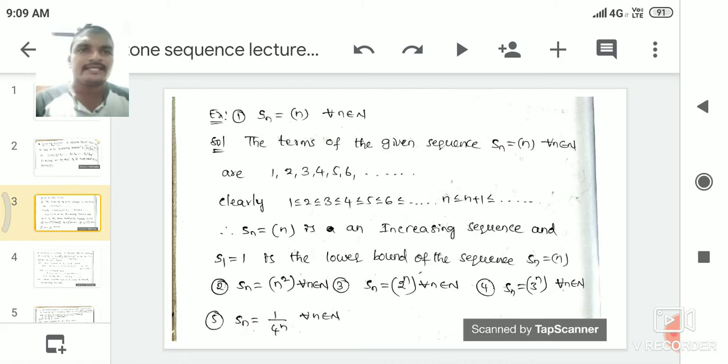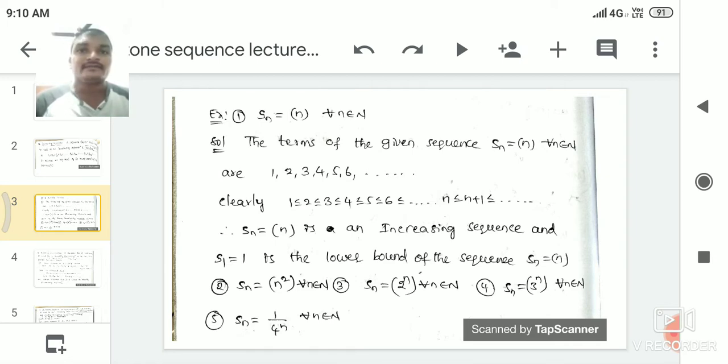Example 1: Sn is equal to n for every n belonging to N. Here the given sequence is Sn equals n. First we check whether the given sequence is either increasing or decreasing.